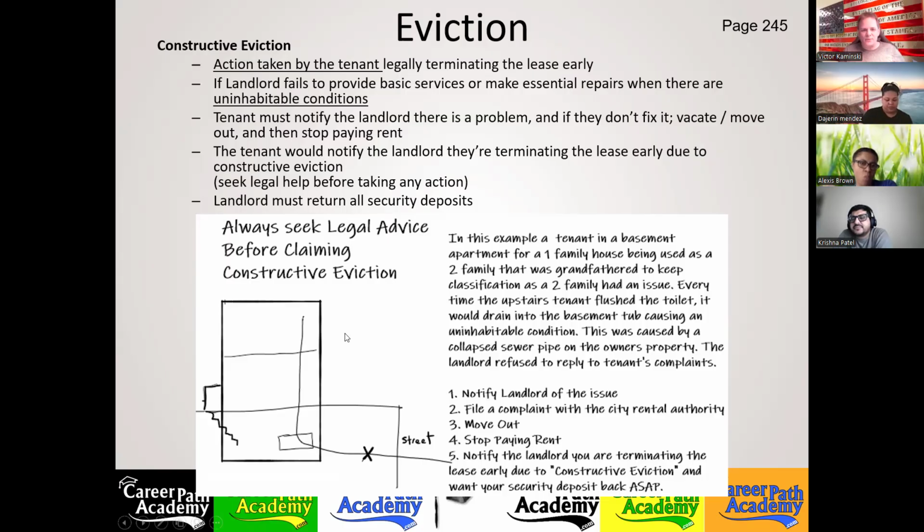So basically what happened was, I've got this little diagram here. You've got your sewer pipes, they come out down to the basement level through the tub. This is the tub. And then it goes out to the street to the main sewer. But before that sewer pipe reached the street on the owner's property, the pipes collapsed. Tree roots or whatever it was, doesn't matter.